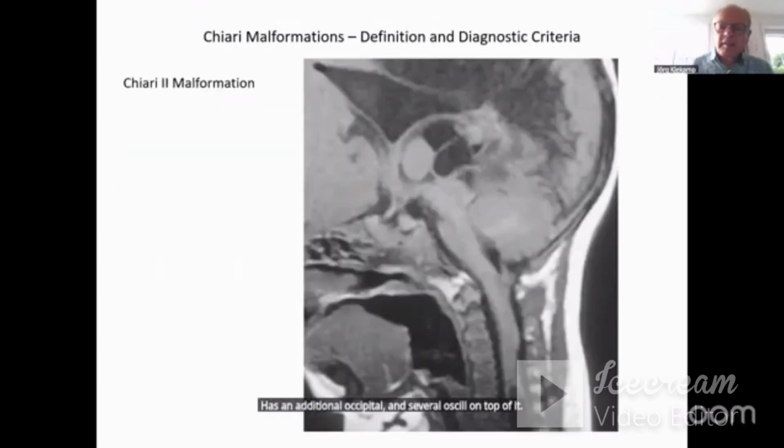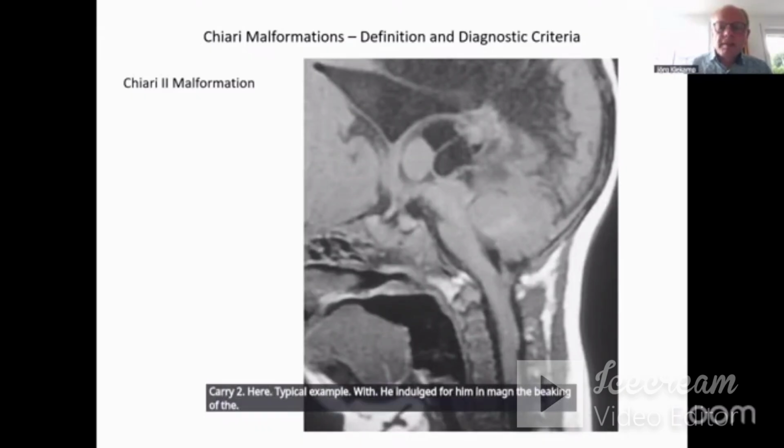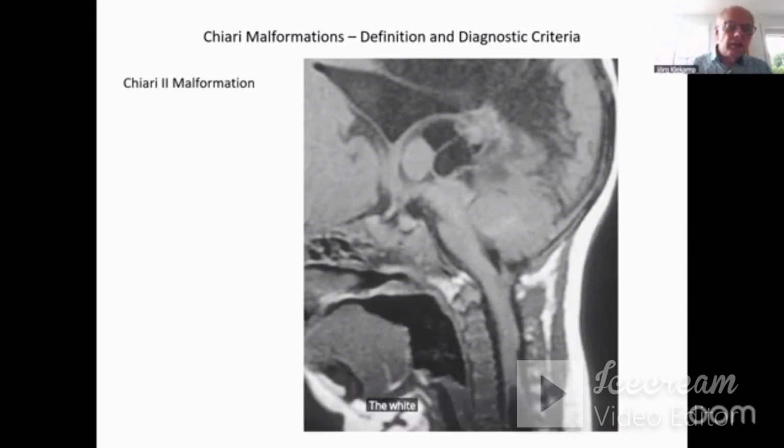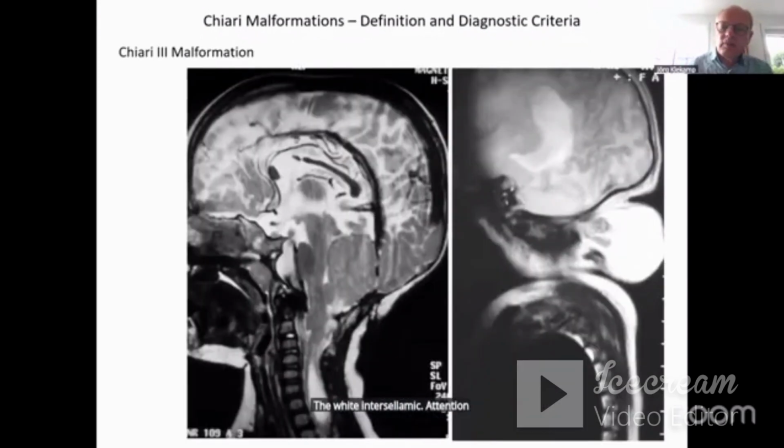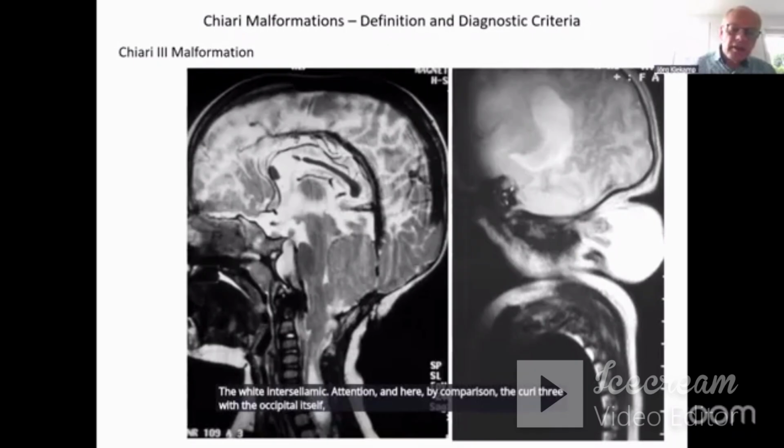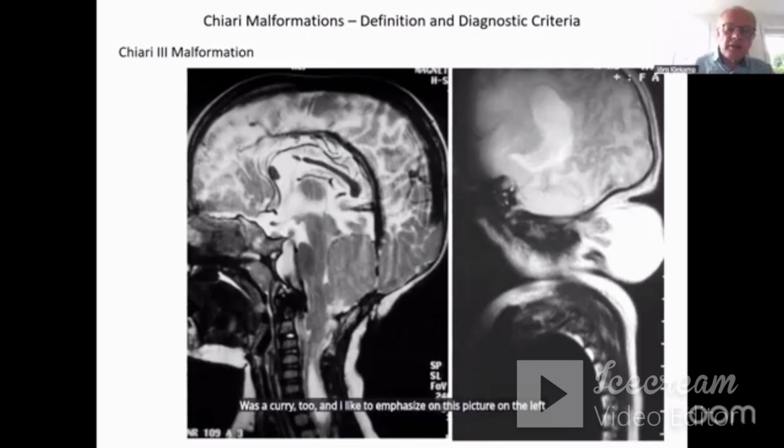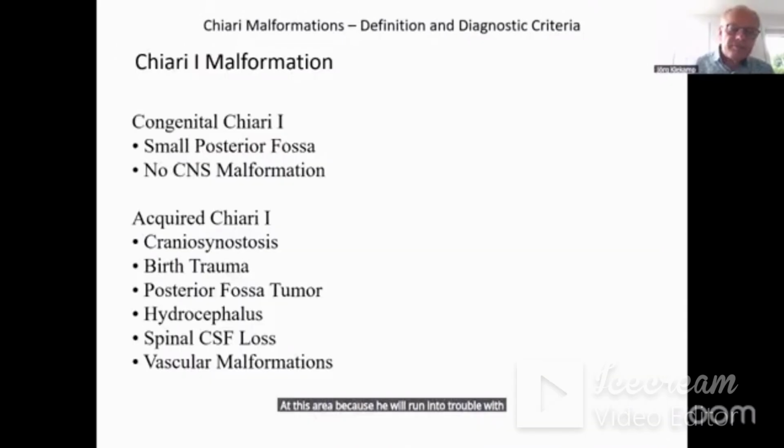We've already seen that. Chiari 2 here, a typical example, with the enlarged foramen magnum, the beaking of the mesencephalon, the wide interthalamic adhesion, and here, by comparison, the Chiari 3 with the occipital encephalocele associated together with the Chiari 2. And I'd like to emphasize on this picture on the left, the large sinus you can see inserting right at the foramen magnum at the posterior rim, which is why you shouldn't decompress the Chiari 2 at this area, because you will run into trouble with this large vein.